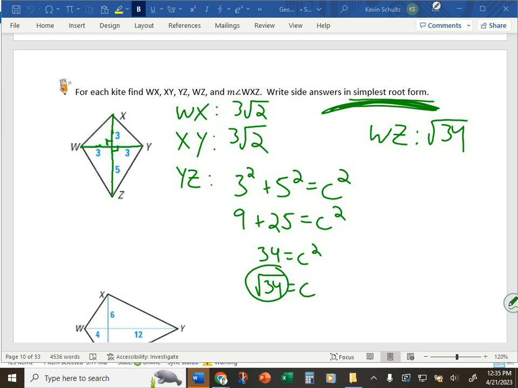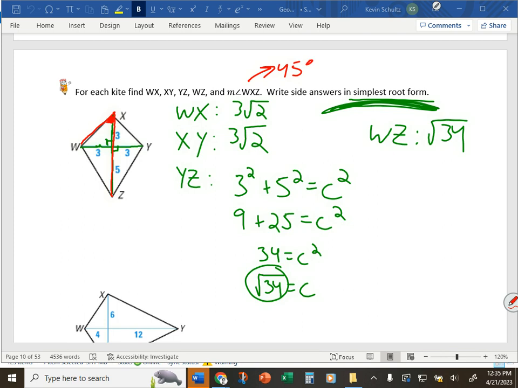And then finally, WXZ. WXZ is this angle here. It goes from point W up to point X, X is in the middle, that's the vertex, and down to point Z. So we're looking for this angle right here. What's it going to be? 45 degrees. How do you know that? Because it's a 45, 45, 90 triangle. We've already determined that, and that's how we got this 3 root 2 in the first place. So WXZ is going to be a 45 degree angle.